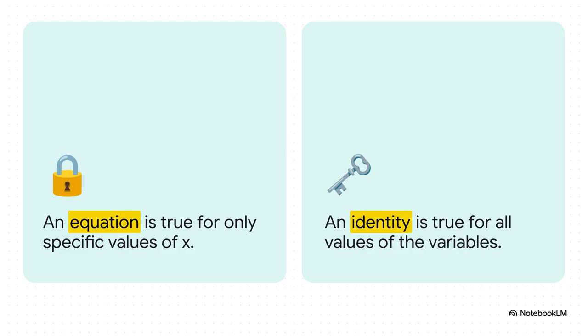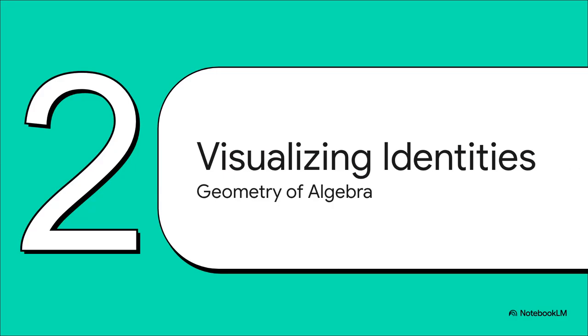But an identity is a master key. It's a mathematical rule that is true for absolutely all values of the variables inside it. It doesn't matter if your x is 2, 2 million, or negative 50. An identity always holds true. Moving on to Part 2, visualizing algebraic identities.